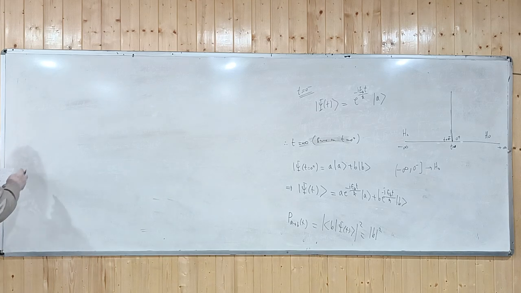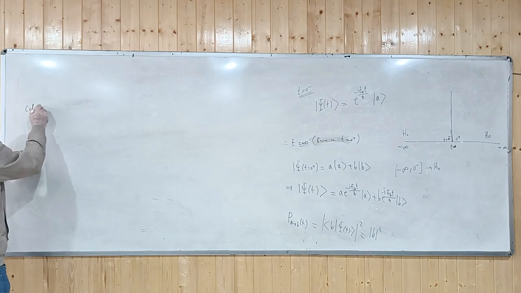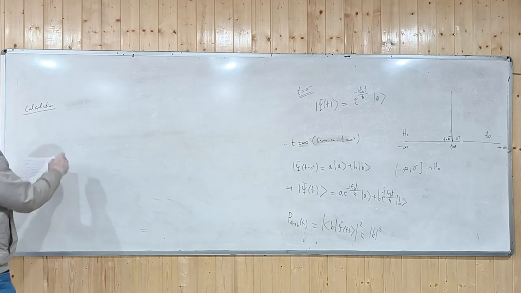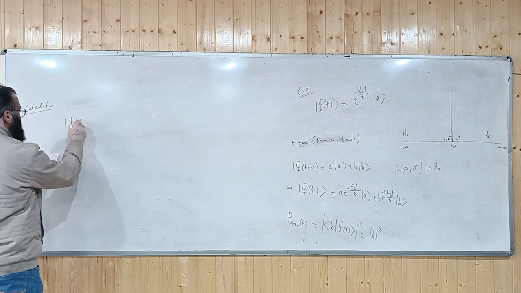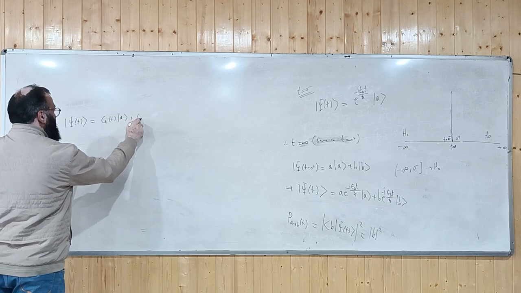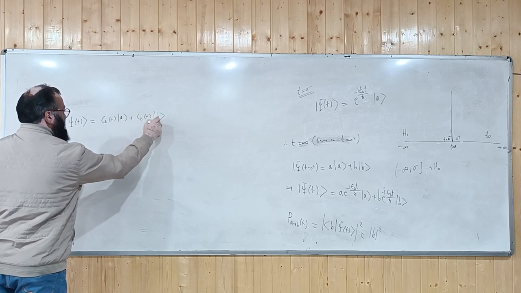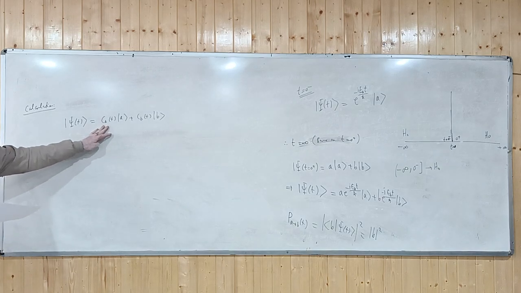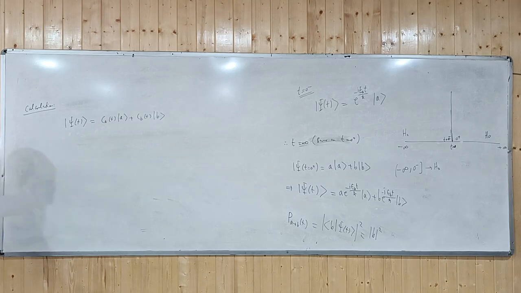Okay, so let's start our calculation. We start with this series, an arbitrary state that is the solution of the time-dependent Schrodinger equation. Here I have put the time dependence because we are now taking the complete Hamiltonian. So I have to figure out the solution of the time-dependent Schrodinger equation, let's call it psi of t, and figure out C_A and C_B, how they evolve in time.